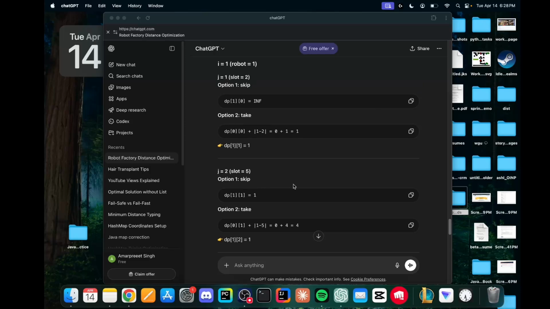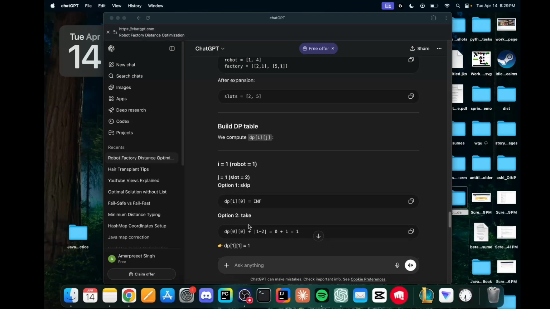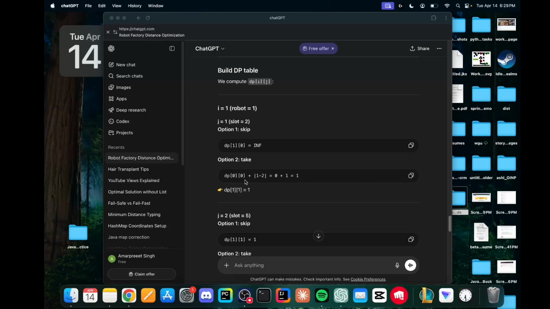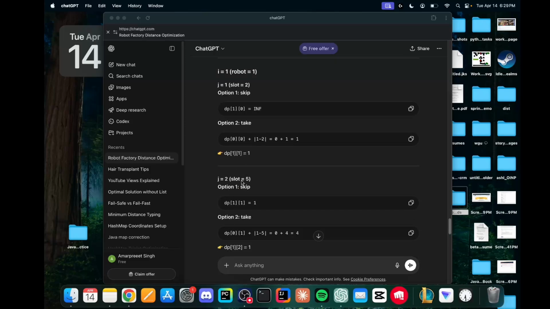Still having trouble understanding. So once we compute the dp table for robot 1 and slot 2. Option 1, if we don't have any slots, so we have one robot but no slot, it will be infinity. Or we take the robot. So we have robot i minus 1, plus j minus 1, plus 1, minus 2, equals 1. So dp of slot j equals 2, which will be 5. Slot 5. Now dp of 1 and 1, either we skip.